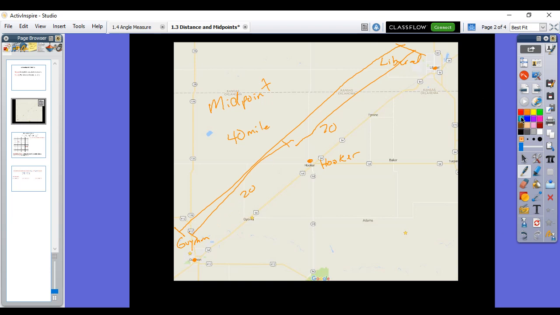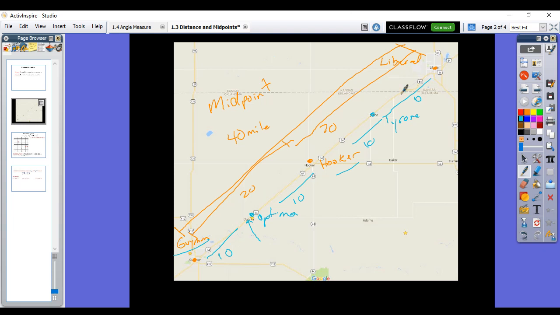And you can break that down even more. Hey, what's the midpoint of Hooker and Gaiman? It's a little town called Optima. This is where I'm from, actually. Oh, not from, but this is where I live. And the halfway point between Hooker and Liberal, the midpoint, is Tyrone. This is 10 miles, 10 miles, 10 miles, and 10 miles.